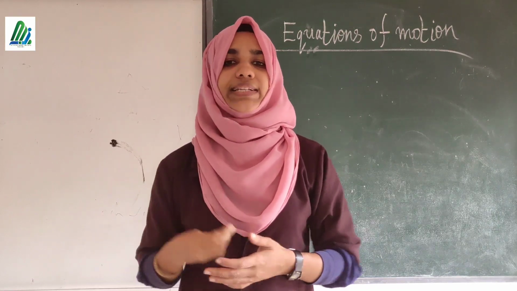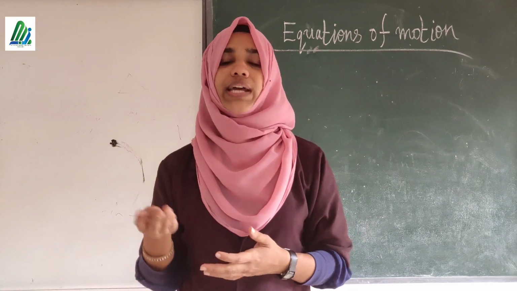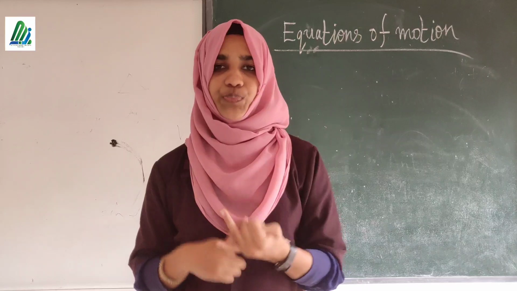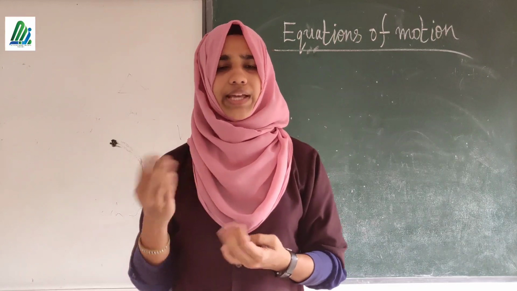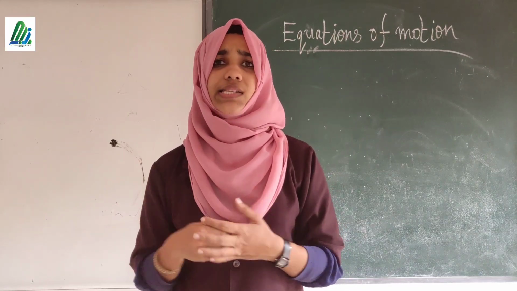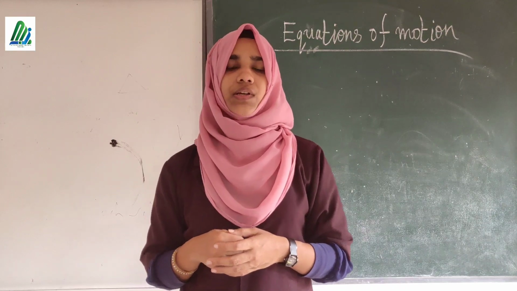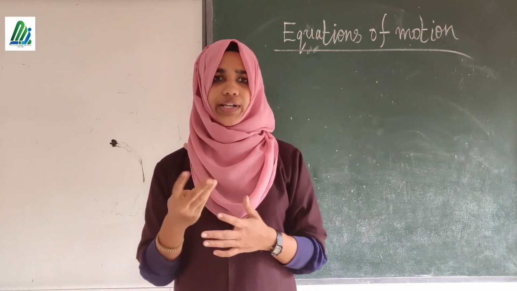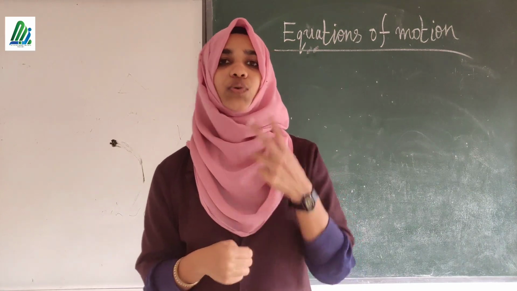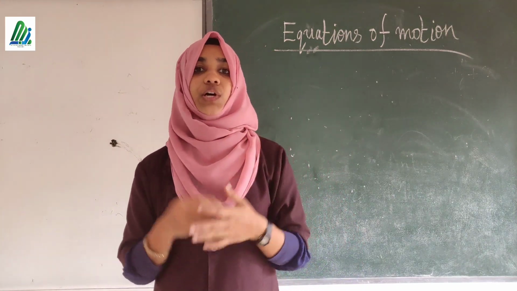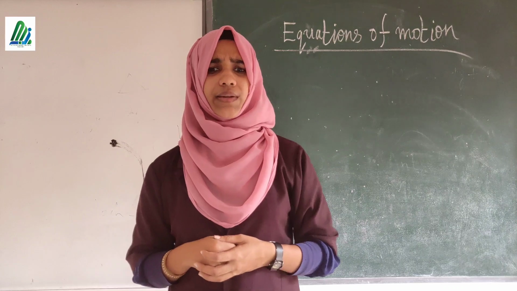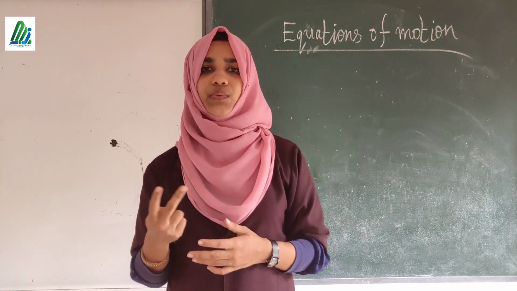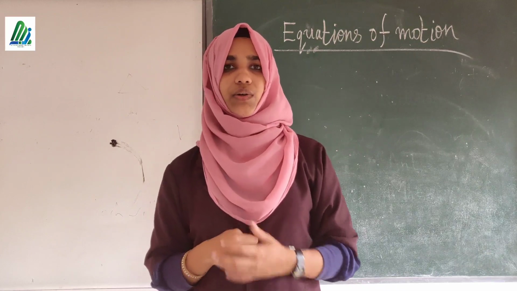Okay, so in earlier classes you have studied about what is distance, displacement, speed, temperature, time, etc. We can call these quantities. There are two types of quantities. Do you know which are they? I told you that there are two types of quantities. The first one is scalar and the second one is vector.